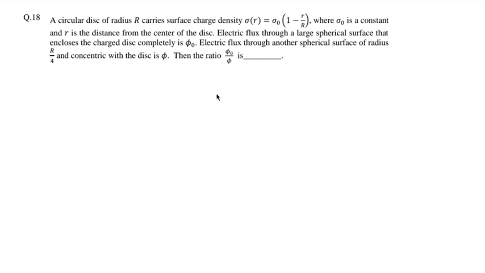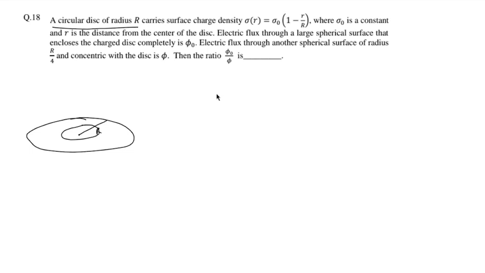This is another easy question on Gauss law from JEE 2020. It says that a circular disk of radius R carries a certain charge density as a function of the radial distance. So if this is the disk that the question is talking about and it has radius capital R, then at a certain radius small r it has a specific surface charge density, where sigma naught is a constant and r is the distance from the center of the disk.